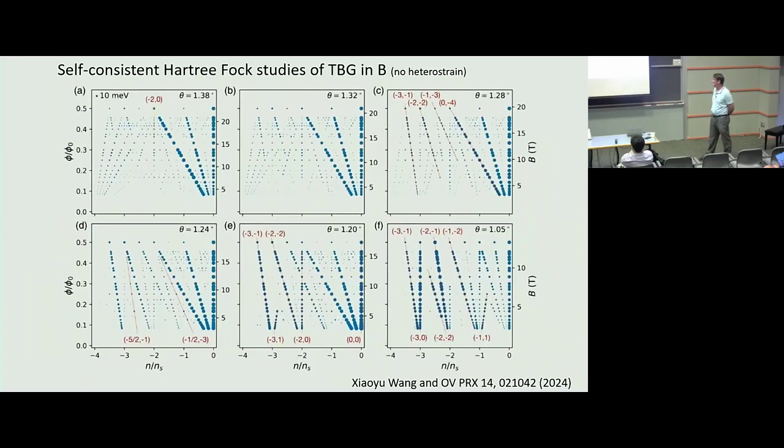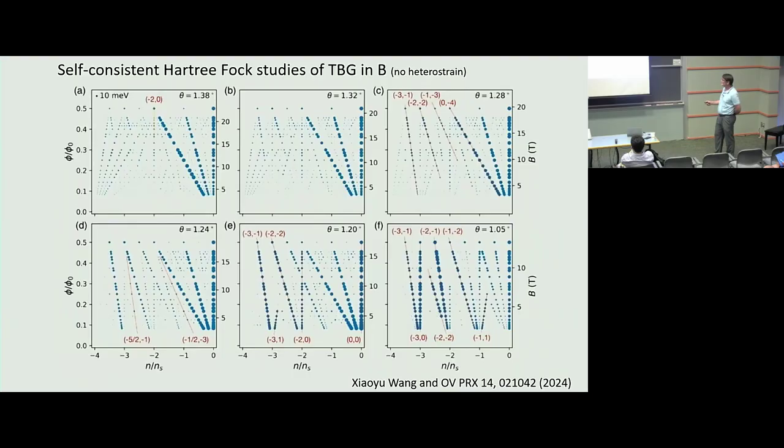This is a busy plot, so let me walk you through this. The 6 panels correspond to 6 different twist angles. We start at a high twist angle. This is the angle that was discussed in the previous talk. For this particular case, we set the heterostrain to 0.